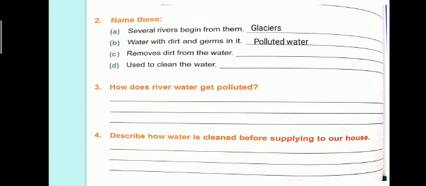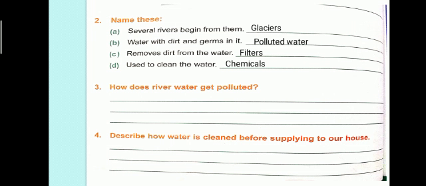Question number C is removes dirt from the water. What is the thing that removes dirt from the water? If you remember, in the last picture I explained that there is a portion where the dirt is removed from the water. We call it the filters. Very good. Then what do we use to clean the water? We use the chemicals. Okay, that's it for the name these.